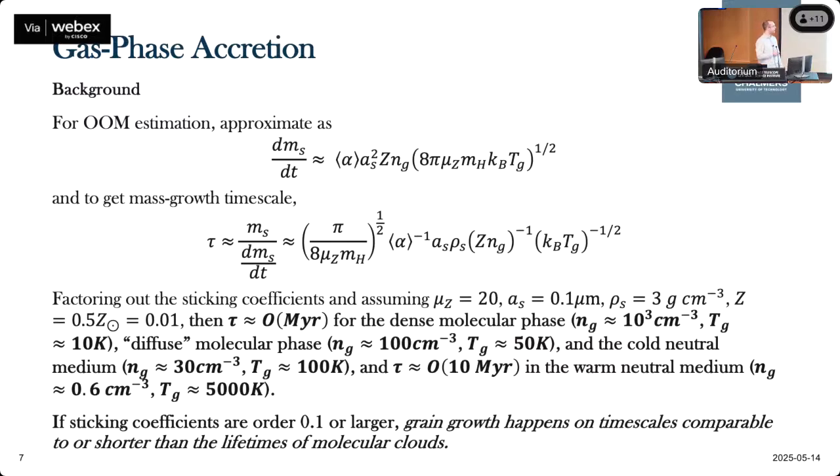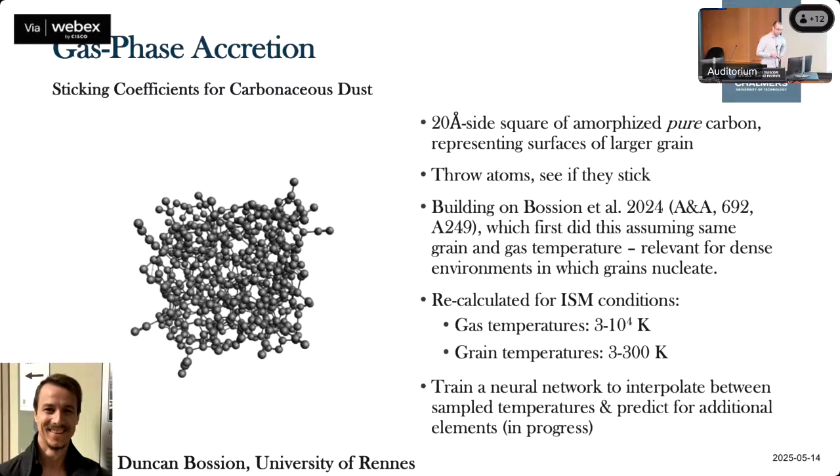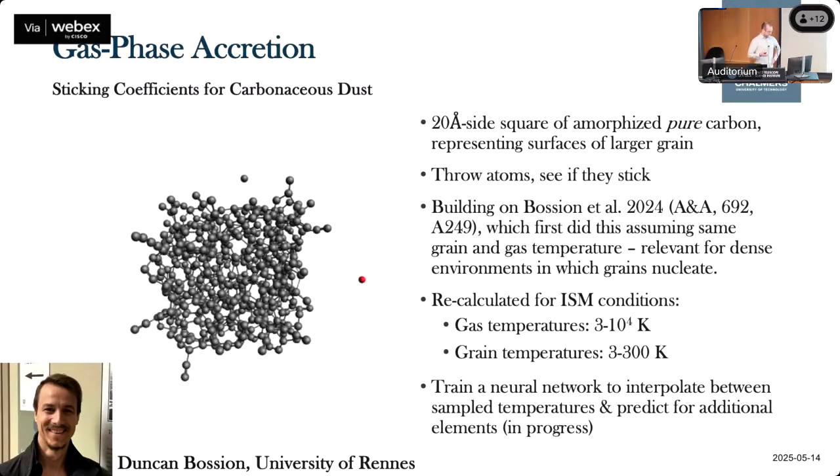If you do order of magnitude estimates of this growth rate, and then use that to estimate a grain growth timescale, when you factor out the sticking coefficient dependence and assume reasonable values for the local ISM, you get that this growth timescale for the dense molecular phase, the diffuse molecular phase, and the cold neutral medium are all about 1 megayear, which is pretty short on astrophysical timescales. Even in the much more diffuse warm neutral medium, it's about 10 megayears. So this is telling us that if sticking coefficients are of order 0.1 or larger, then grain growth can reasonably happen on timescales comparable to or shorter than the lifetimes of molecular clouds, and is probably important for setting the grain composition.